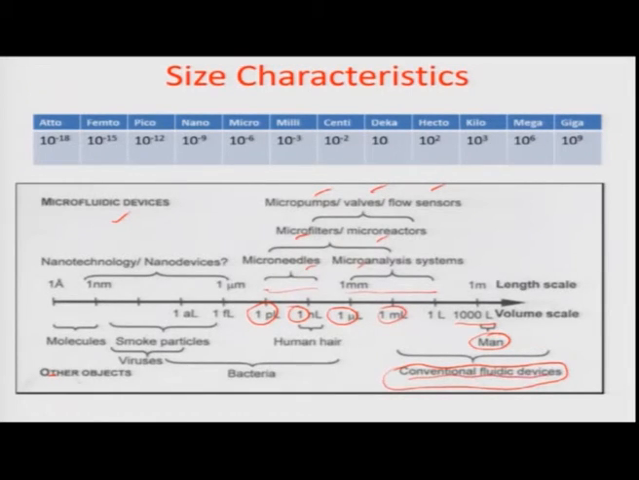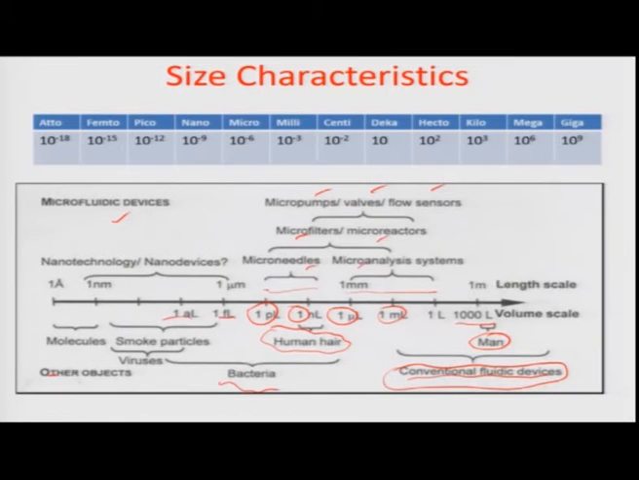So are conventional fluidic devices, but when we talk about such devices as micropumps, valves, flow sensors, they typically have dimensions or volume that a human hair would typically have, okay, or some of the bacteria would typically have. Bacteria of course goes much smaller all the way to the autoliter scale.